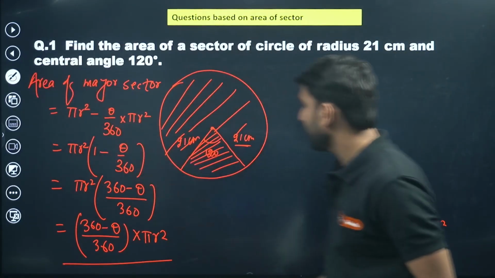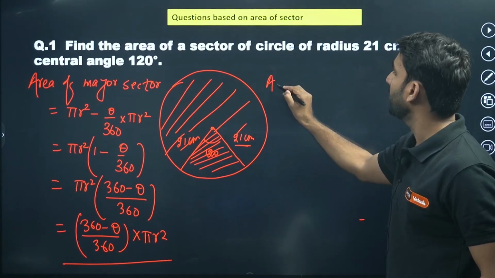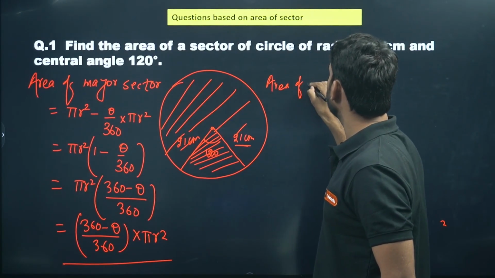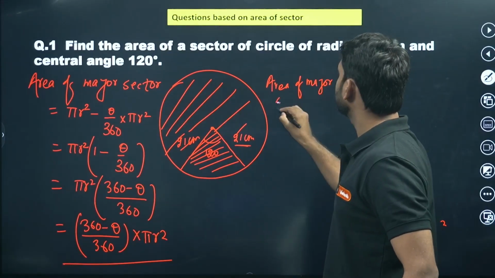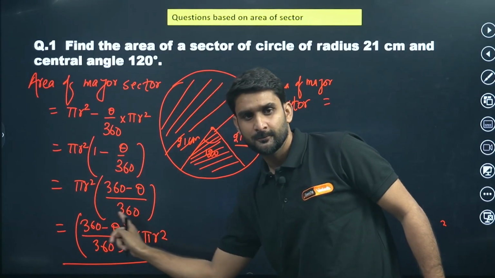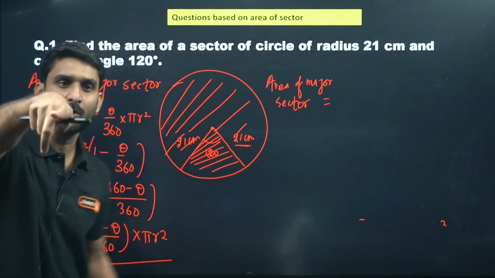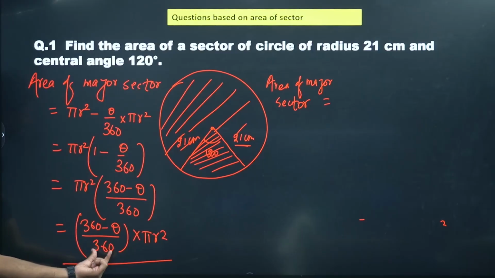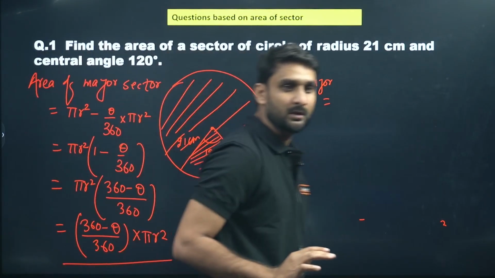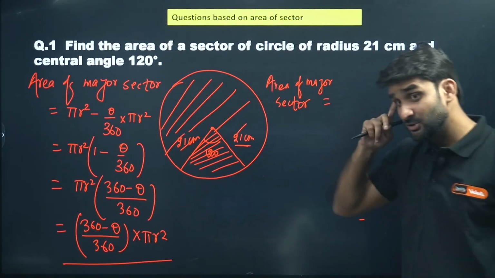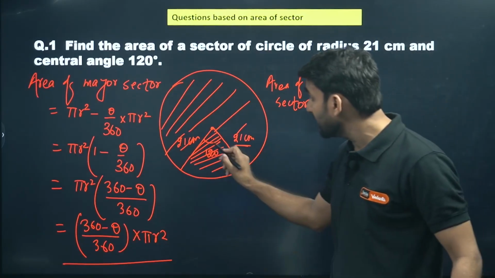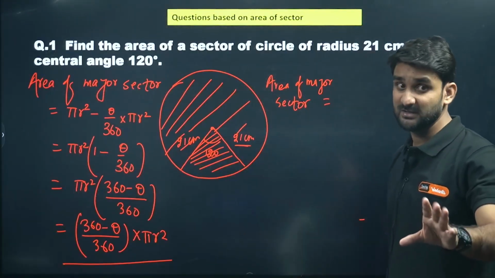Okay, so area of major sector. Which formula can we directly use? I just made this formula. Please keep it in mind. To calculate the area of the major sector, you can use this formula: 360 minus theta by 360, under bracket, pi r square. And theta is what here? Theta is the central angle. Make sure whatever the formula, we are taking theta everywhere. Theta is the angle which is inside the minor sector. Please keep it in mind.